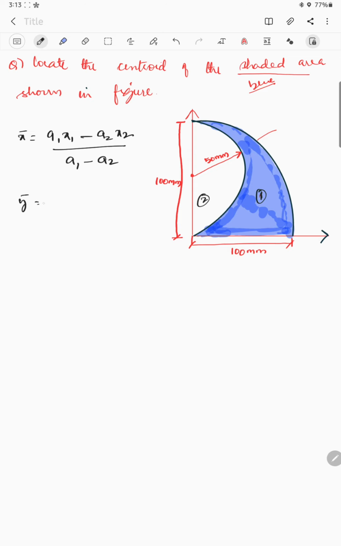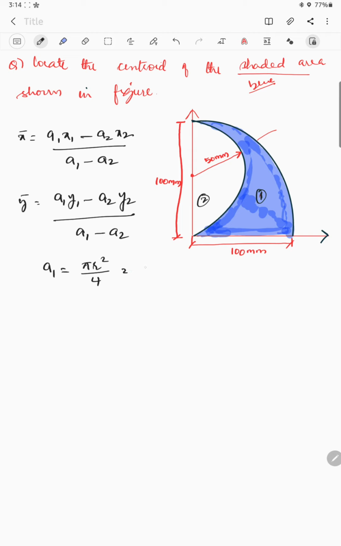What about y bar now? Y bar is equal to a1 y1 minus a2 y2 whole divided by a1 minus a2. Okay, so this is how we have to do our calculation. So the very first thing is we will calculate a1 and a2. A1, what is the area of the quarter circle? Pi r square by 4. What is the radius of the quarter circle?